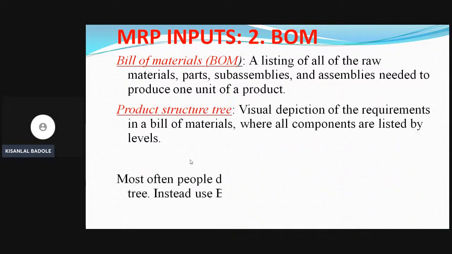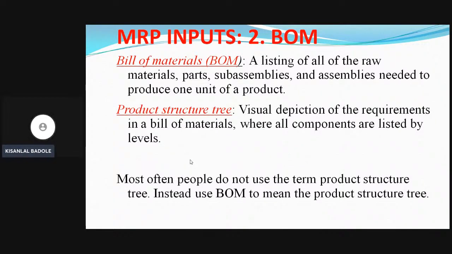MRP inputs: bill of material, the list of all the raw materials, parts, assemblies, and sub assemblies needed to produce one unit of the production. That is how you get the particular bill of material. All parts are not possible to manufacture in one industry, therefore we purchase the different parts, sub parts, materials or sub assemblies or semi assembled parts from different industries or different customers.